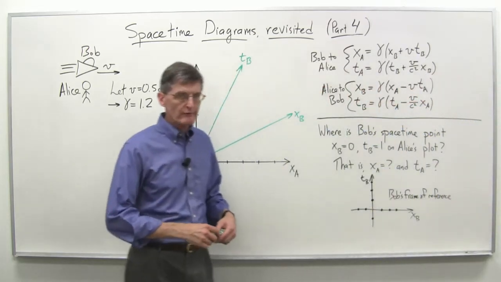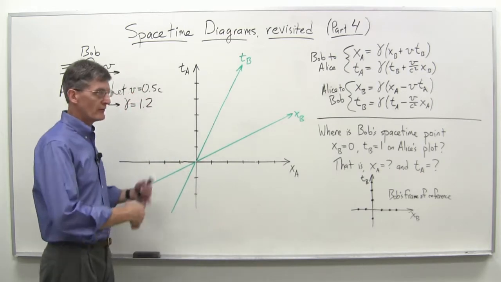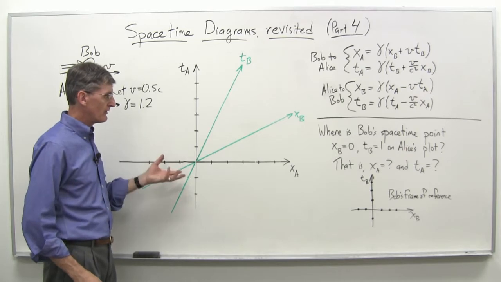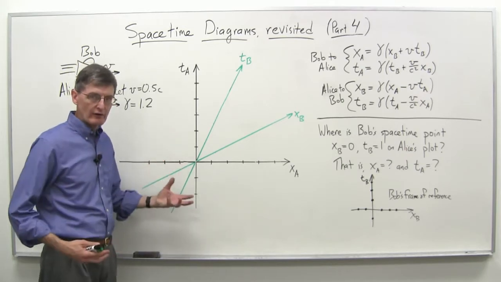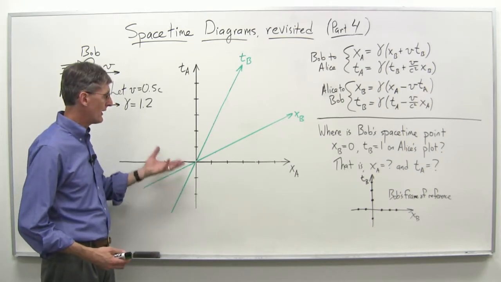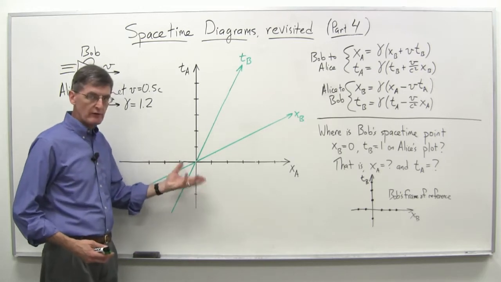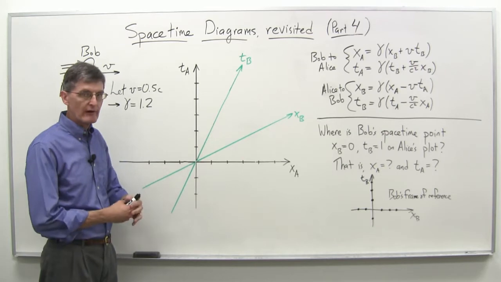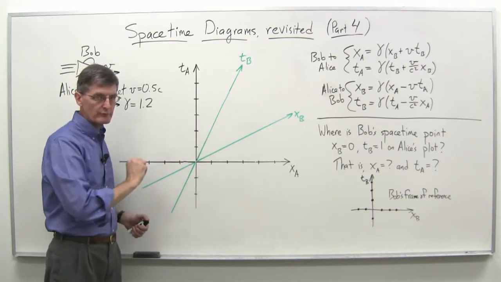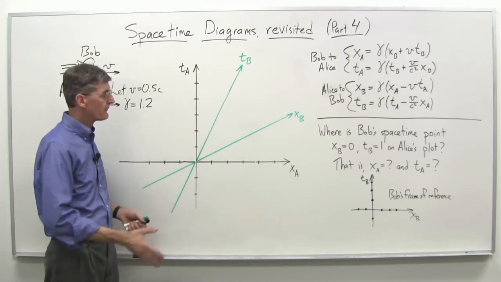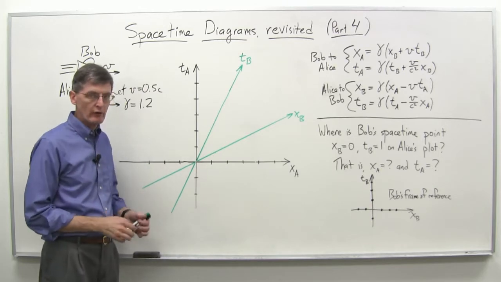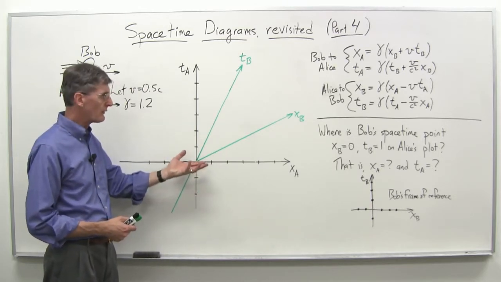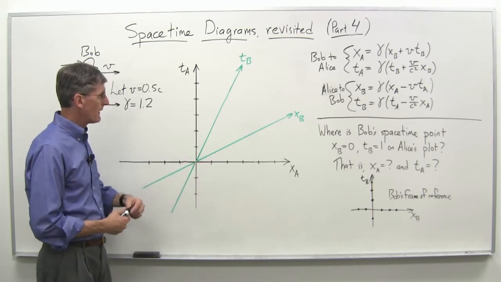On to part 4 of our spacetime diagrams revisited. And so what we've done here is we've expanded our diagram from last time, where we had Alice's spacetime diagram, her frame of reference, and then we figured out what Bob's spacetime diagram axes would look like if we put them also on the same plot as Alice's diagram. And this is what we got from last time.